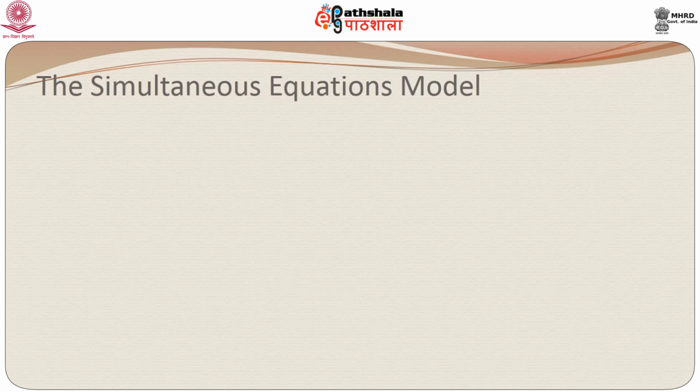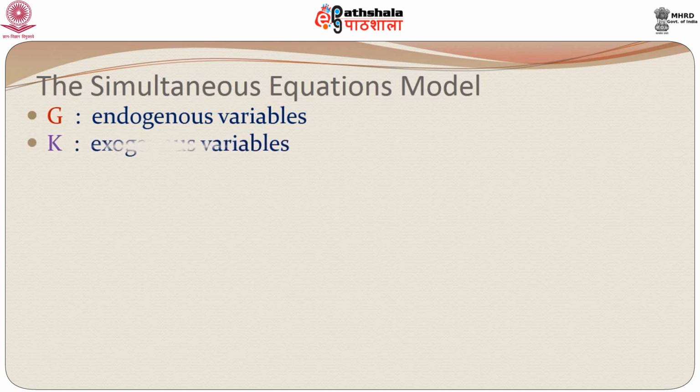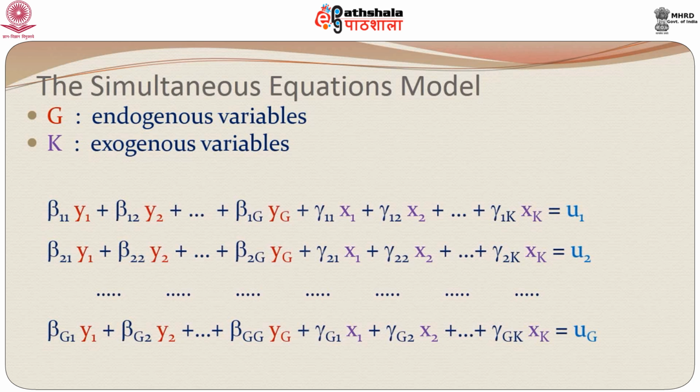Now, when we set up the simultaneous equation model, we clearly distinguish between these two types of variables, and a general equation model would be written as follows. Suppose we have g endogenous variables in a system and k exogenous variables. Then the equations would look like this. The first equation is beta 1 1 y 1 plus beta 1 2 y 2 goes up to beta 1 g y g. So, we have this part depending on the endogenous variables, and the second part starting with gamma 1 1 x 1 to gamma 1 k x k. This is the part which depends on the exogenous variables, and the sum of this is equal to some disturbance.